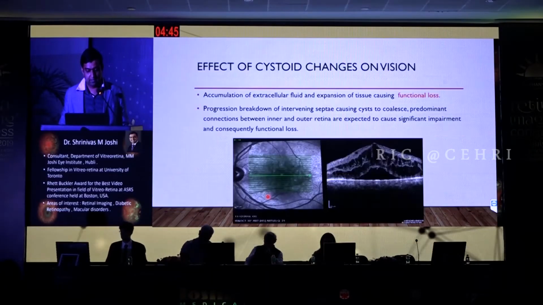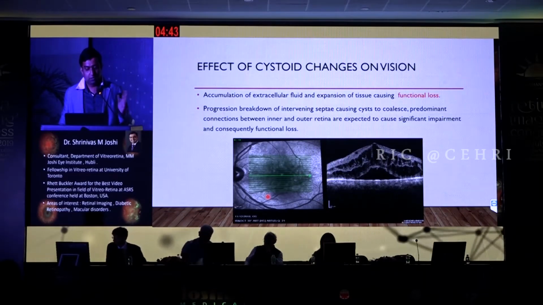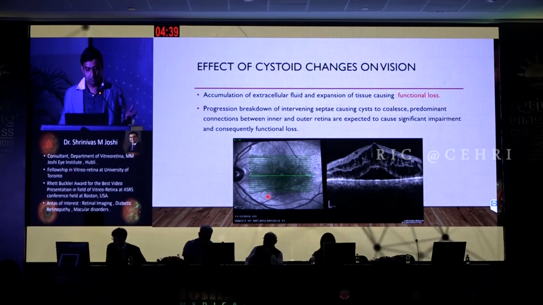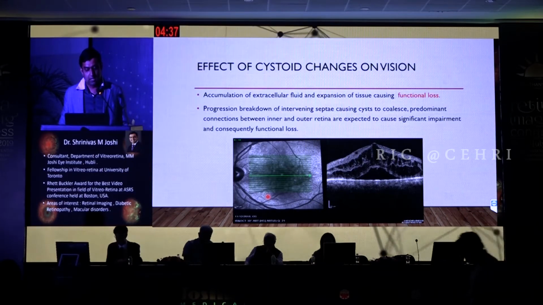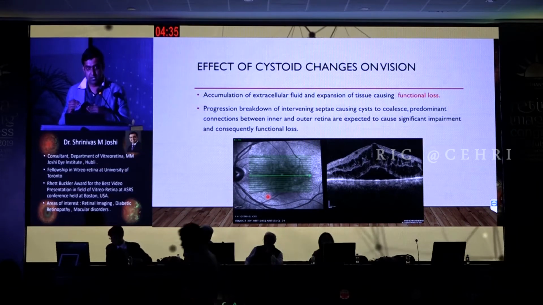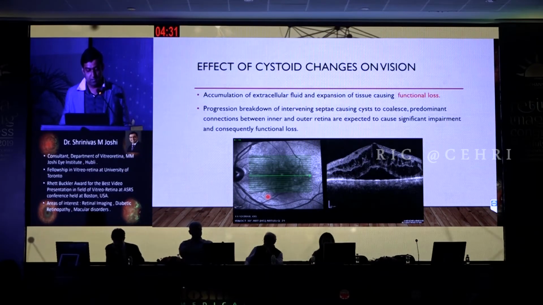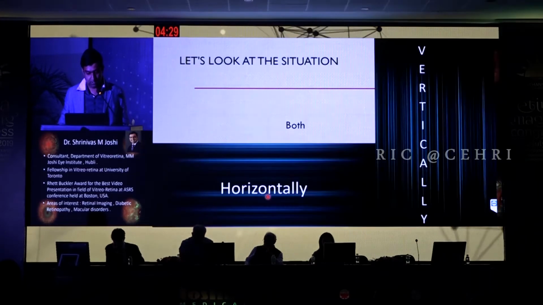So my topic here is I'll be speaking only on the location of the cystoid changes and nature of treatment in DME. We all know that accumulation of extracellular fluid and the expansion of the tissue is responsible for the functional loss, and there is a predominant interception between the inner and the outer retina, which usually causes significant impairment and consequent functional loss.